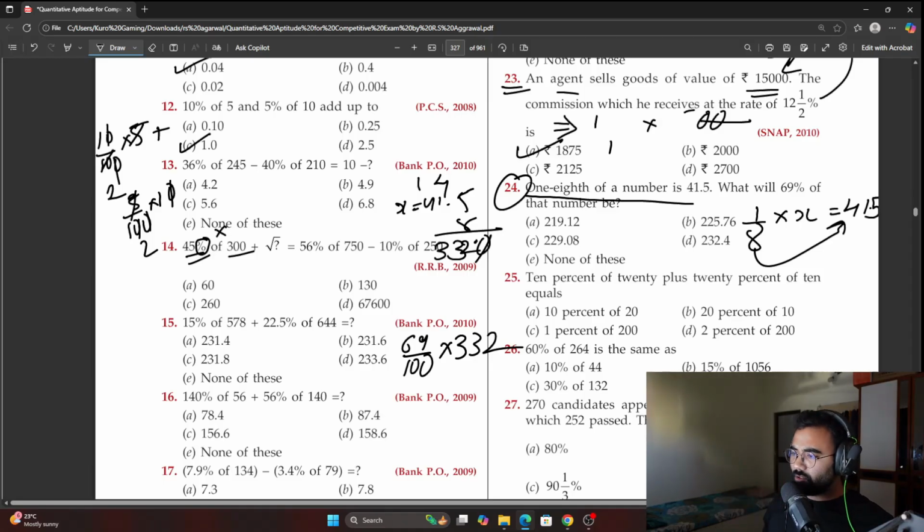Now the 25th question is a little bit different, in the sense that it's given in words, not numbers. So 10% of 20 plus 20% of 10 equals what? Now even the options are not given in absolute values, they are given in statements.